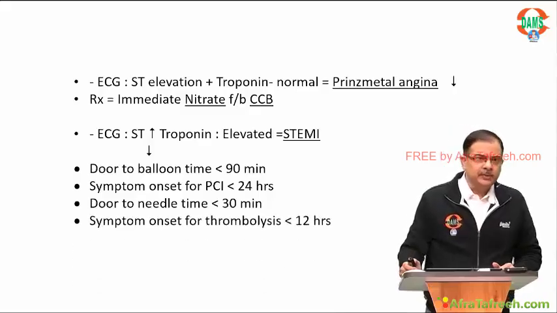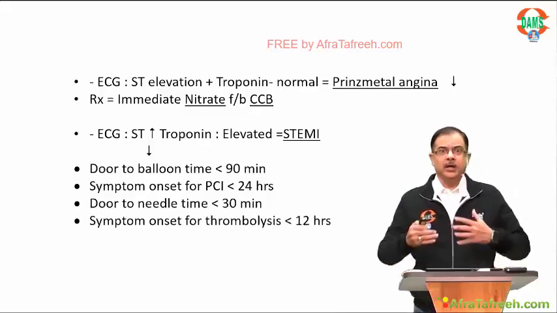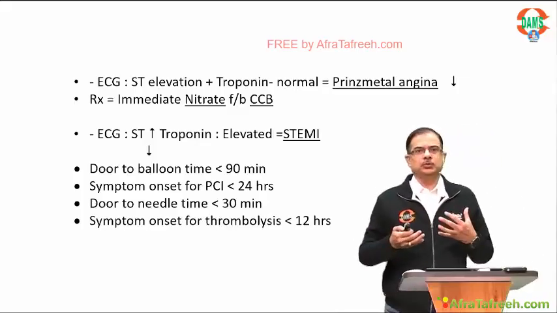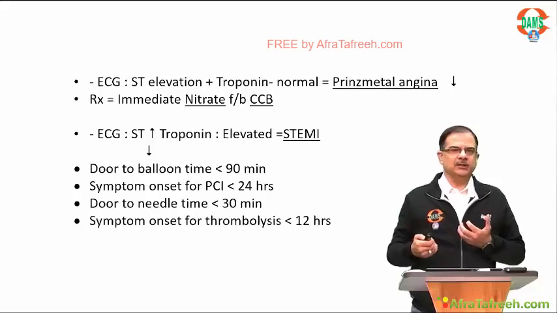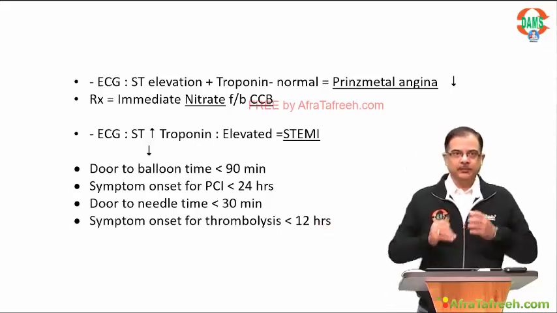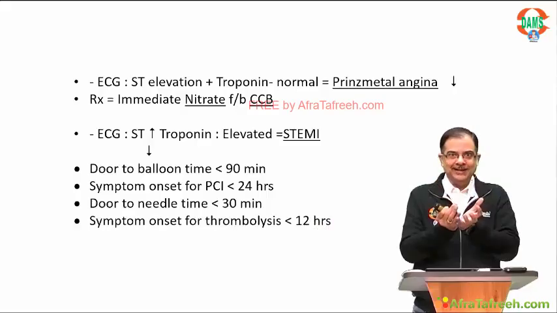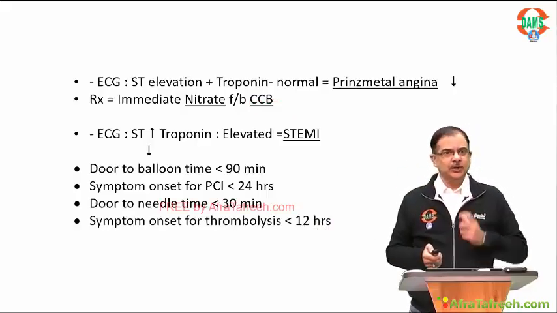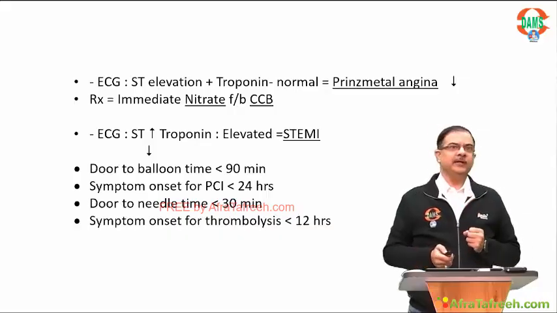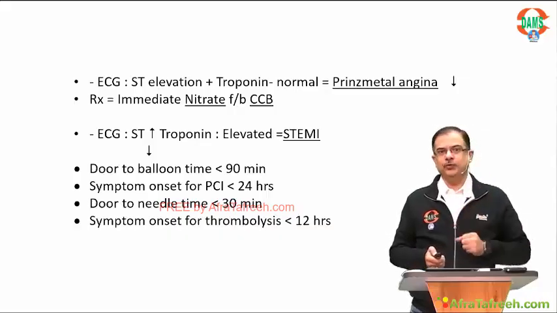While symptom onset for thrombolysis, meaning how old is the thrombus, is determined from the symptom onset. That should be less than 12 hours, because after 12 hours the thrombus will be organized, and the penetration of thrombolytic agent will be less. Therefore it should be done within 12 hours.